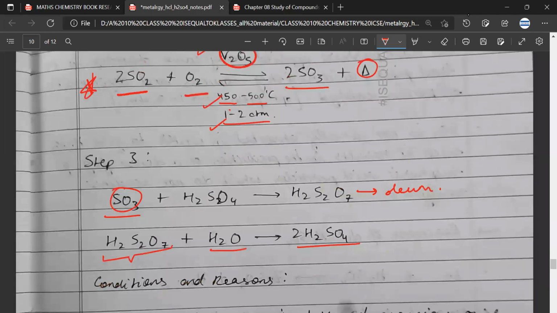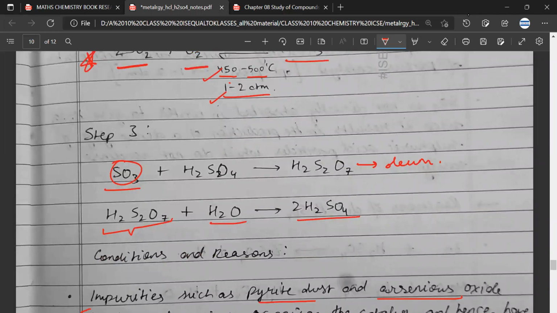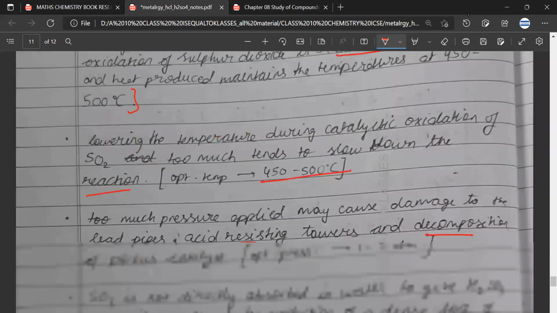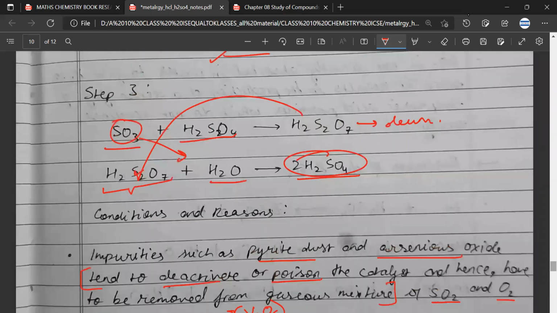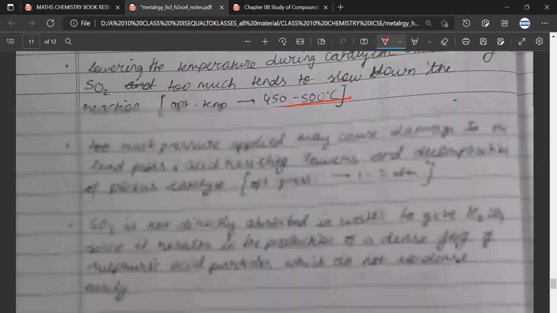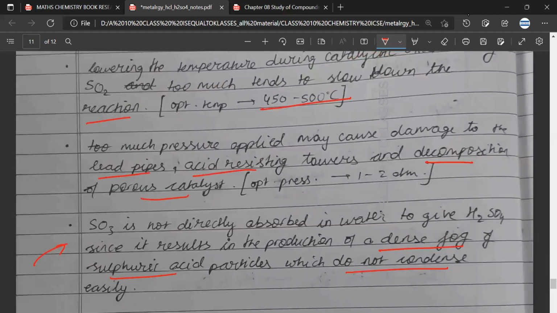He's basically talking about that, say for example, in this step, it could have been SO3 plus H2O, which gives H2SO4. Now, why did we have to take the indirect step? You know, SO3 plus H2SO4 gives H2S2O7, oleum, and then you add water to H2S2O7 plus H2O and it gives 2H2SO4. So, this is required because, as mentioned below, if you directly add SO3 to water to produce sulfuric acid, it results in the production of a dense fog of sulfuric acid particles which do not condense easily.